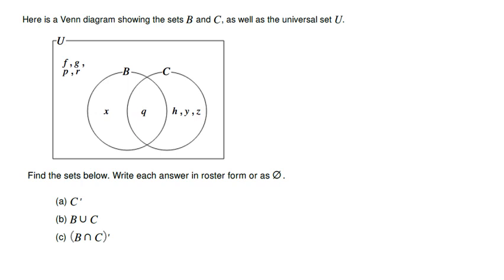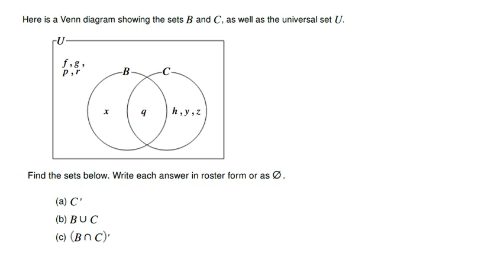In this example here, you are being given a Venn diagram. And based upon the Venn diagram, you are asked to answer the following in roster form, or if it's empty, express it as the empty set. So again, pause the video, try to determine A, B, and C. I'm glad you're back. Here we go.